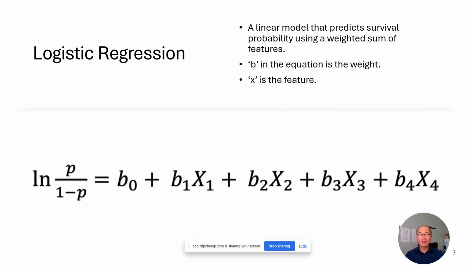Logistic regression is a linear model that predicts survival probability using a weighted sum of features. Think of this as a straightforward, easy-to-read map of the group. It works by taking all the passenger details like their age, class, or fare, and giving each of them a weight, or an importance score. It adds all those scores up to calculate the probability of survival. The best part is it's simple, super fast, and because you can see these importance scores, it's really easy to understand why it made a certain prediction.